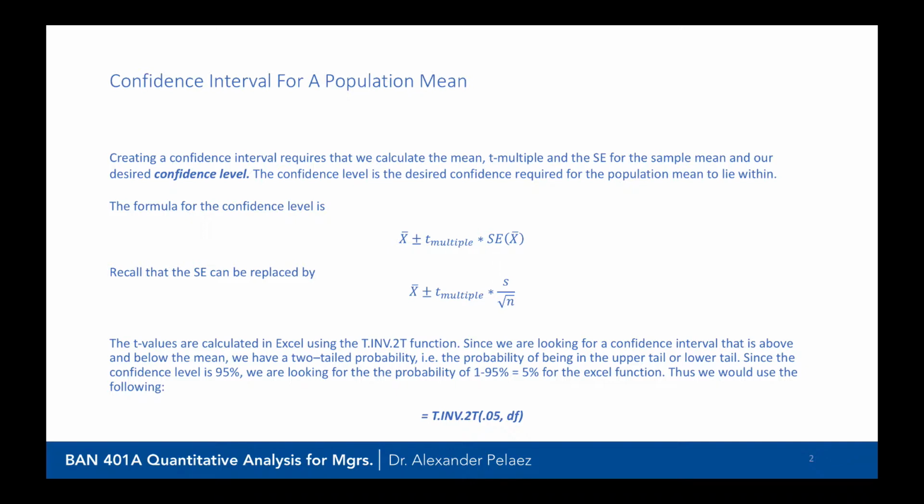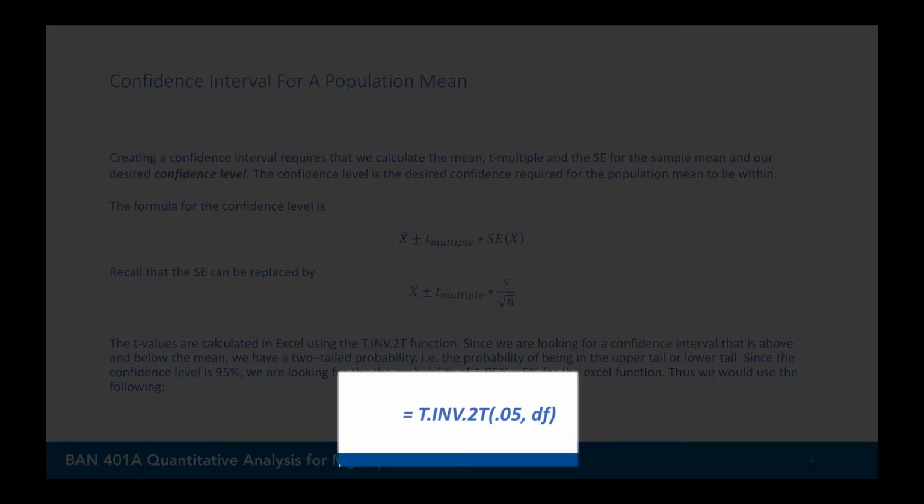Our t-value, the t-multiple, is calculated in Excel using the T.INV.2T function for two-tailed. Since we're looking for a confidence interval that is above and below the mean, we're going to have a two-tailed probability, the probability of it being in the upper tail or the lower tail. Since the confidence level is 95%, we're looking for the probability of 1 minus 95%, or 5%, in the two tails. And we're going to use that for the Excel function. So therefore, we would use the following. T.INV.2T for the two-tail with a 0.05 area and the number of degrees of freedom.